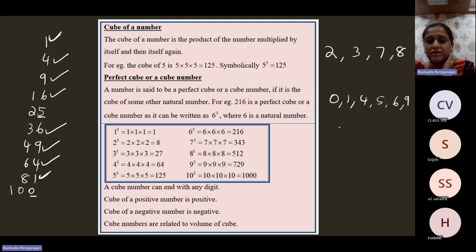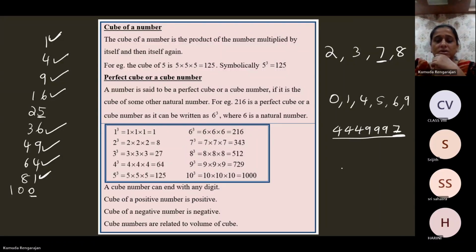So if you're given a number like 4,4,4,9,9,9,7, you can straight away say it is not a perfect square, because no perfect square ends with the digit 7. You don't have to find the square root and then comment on whether it is a perfect square or not, just by looking at the units place. Because no perfect square will end with the digit 2, 3, 7 or 8.